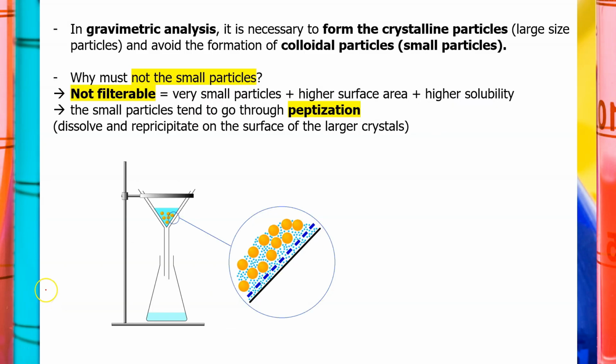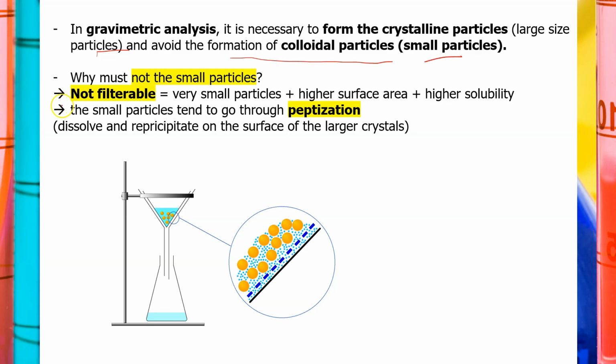In gravimetric analysis, it is necessary to form crystalline particles rather than colloidal particles. Why? This is because crystalline particles give a larger particle size and also a more stable form compared to colloidal particles, which give small particles. Why are small particles not favorable in the analysis?